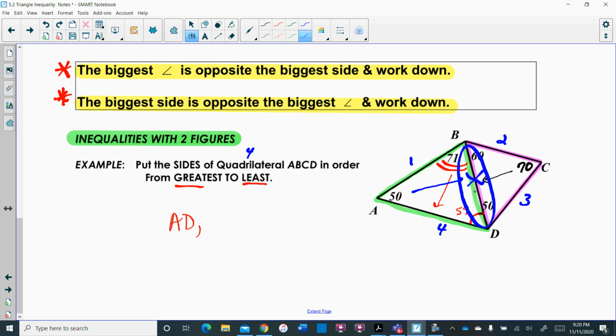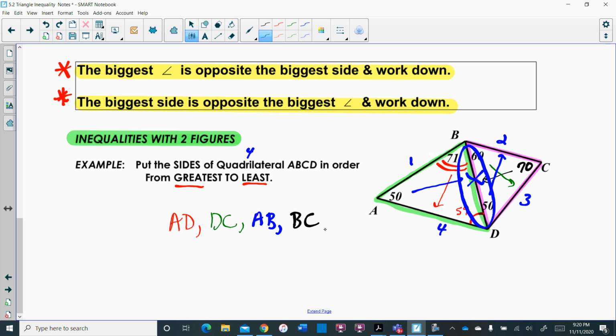So go to the next largest number. The next largest number is the 60. I can see that across from this 60 we get DC. So we're going to have AD, then DC. Then our next largest number is the 59 right here, which would be our AB. Then we would go to 50, but we're not going to pick that 50. But if I look at this 50 over here, that would be BC.